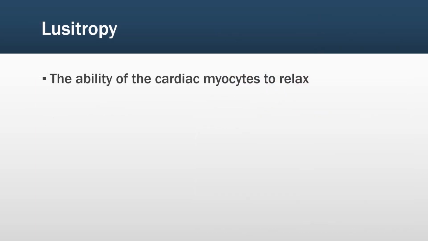Lusitropy is the ability of the cardiac muscle to relax. The more the ventricle can relax during diastole, the greater filling can occur, which increases myocardial muscle cell stretch, increasing the contractility and stroke volume. An example of a drug that has positive lusitropic effects is milrinone.